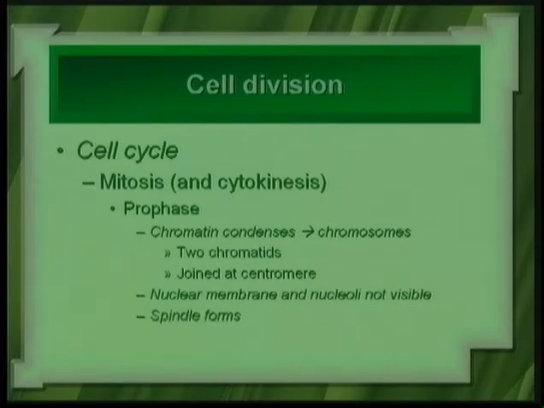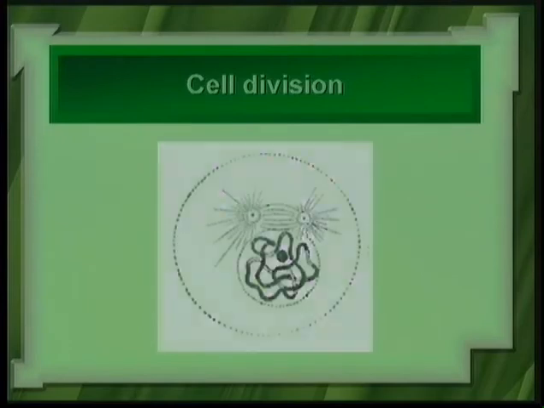Another thing that happens during prophase is that the spindle starts to form. The spindle will actually allow the separation of the sister chromatids from each other during anaphase, yeah, so prophase. So here we have a nice illustration. Okay, black and white, nice illustration. Sometimes black and white illustrations can be the best because you can really see structure better.